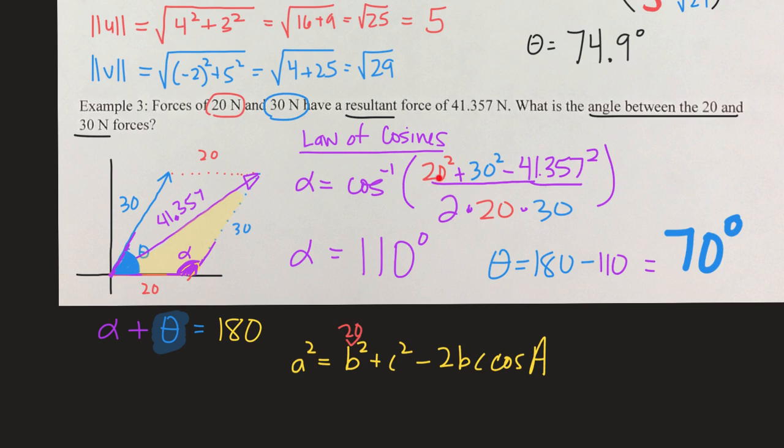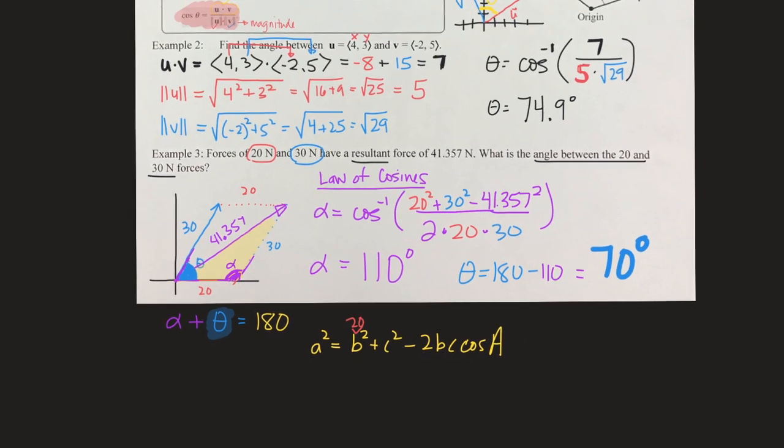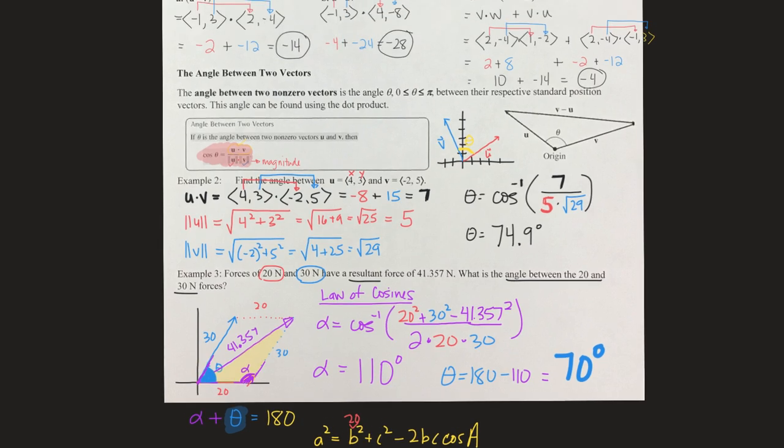So we don't solve it directly using the law of cosines. We solve for the angle across from the resultant. But because this is a parallelogram, these 2 consecutive angles add up to 180, so we subtract what we've done from 180. That's probably the hardest problem that you're going to do to find an angle.